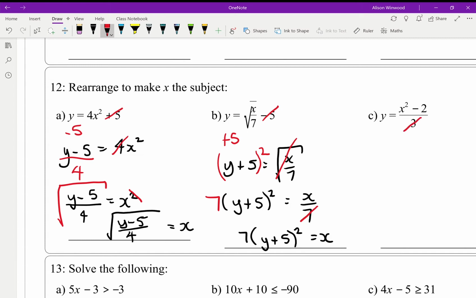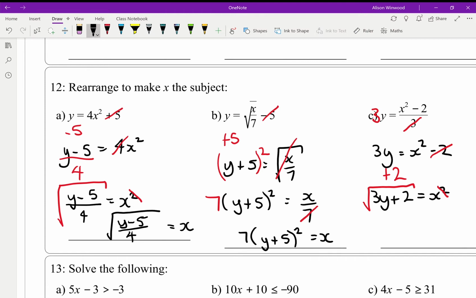Opposite of divide by 3 is to multiply by 3. Opposite of subtract 2 is add 2. And the opposite of squaring is square rooting. I've got to square root all of it. So I get the square root of all of 3y plus 2. That equals x.